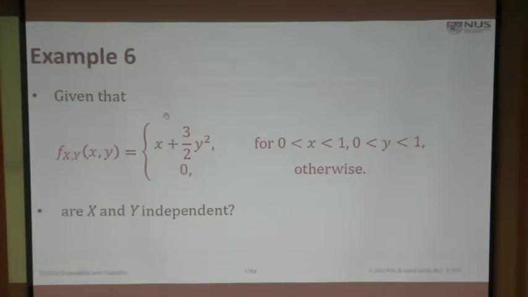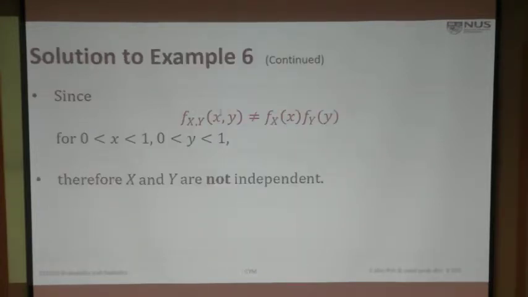So the product of the marginals is not equal to the joint probability density function for every x and y. In fact, there are very few x and y for which they are equal. So it means immediately that the joint PDF does not have independent random variables.